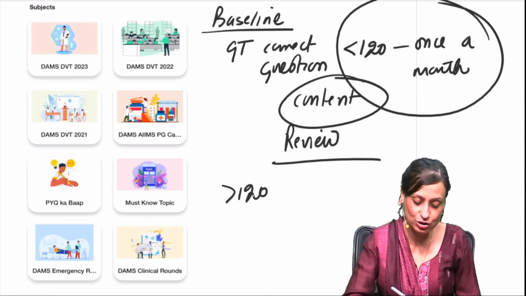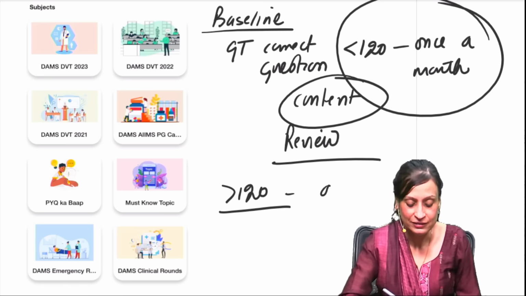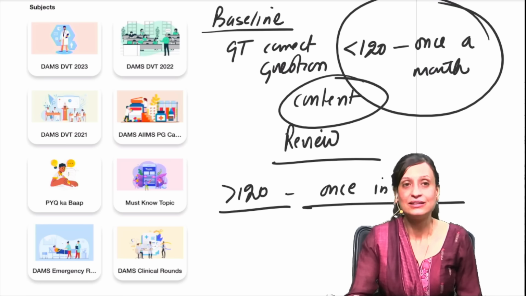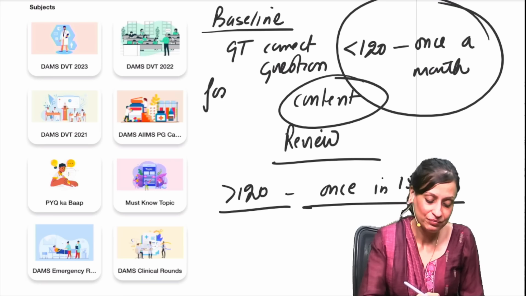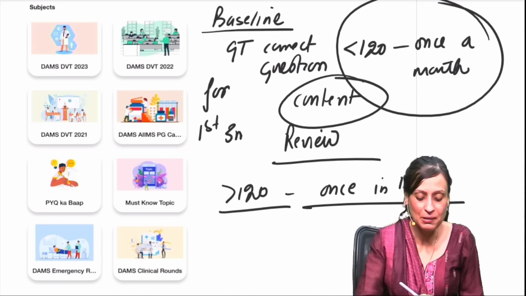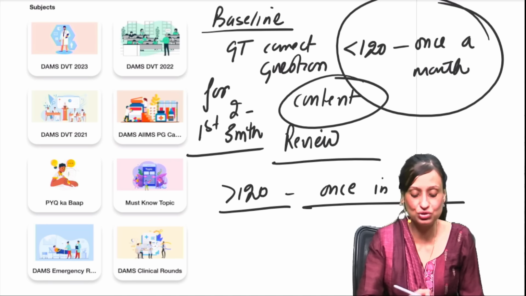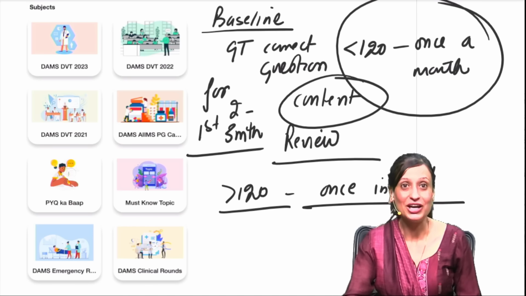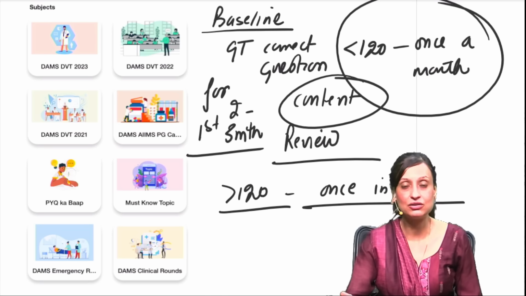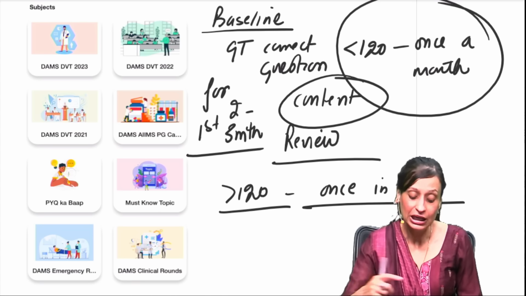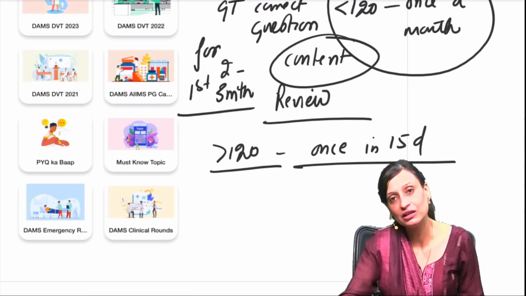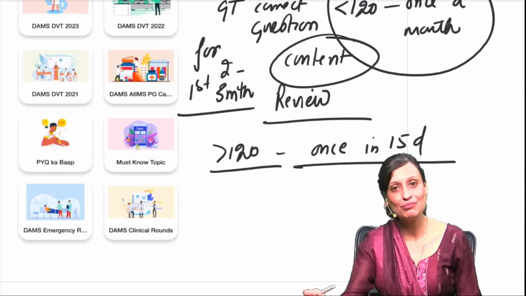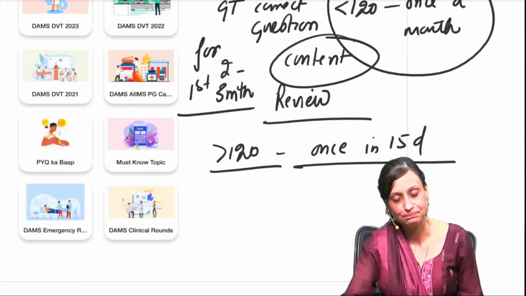If your number of correct questions is more than 120, then you can give once in 15 days. This has to be the protocol for first 3 months, okay, or 2 to 3 months, and then we will increase the frequency. So if you are initially doing it once a month, you will increase to once in 15 days. If you are doing it once in 15 days, you will increase to once in 10 days. And every month, you will change the frequency.